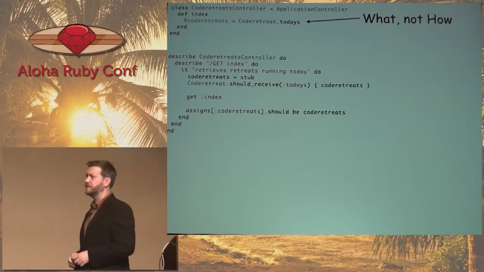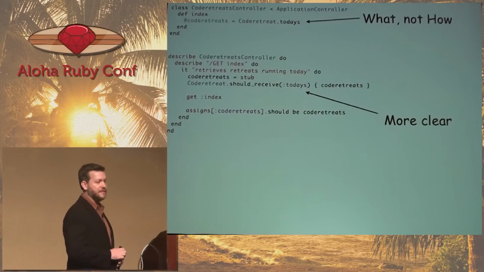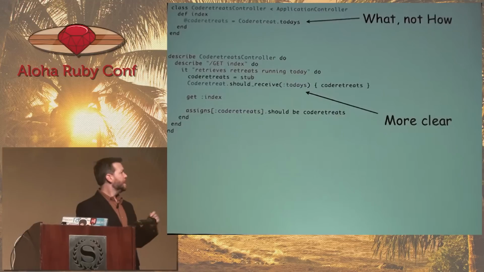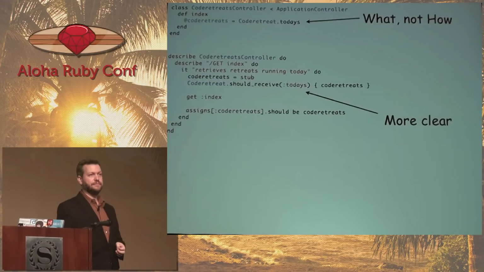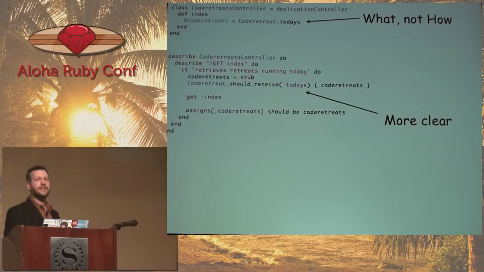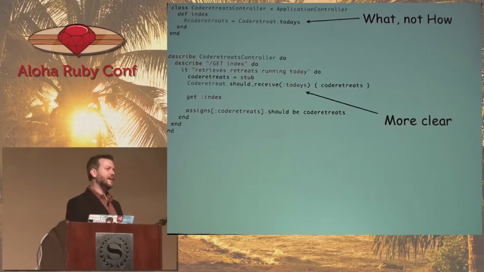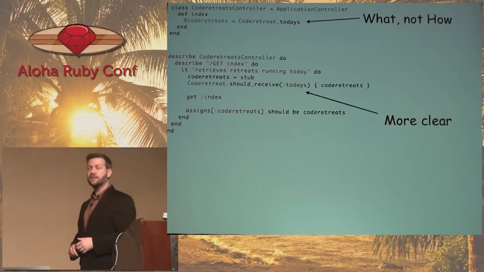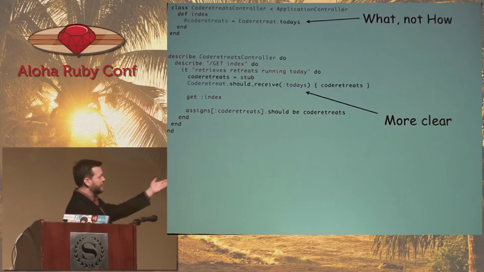And so we focus then on the what. What is the index interested in, not the how of it? And our tests become quite a bit more clear. An interesting thing, too, is notice that the name of my example is it retrieves retreats running today. And if you look at the code in the example, it pretty much directly reflects the textual description. The words kind of run. Maybe today's is a little weird. Maybe it could be running today, something like that. But there's this sort of synchronicity, the symmetry between the textual description and the stub that I return.